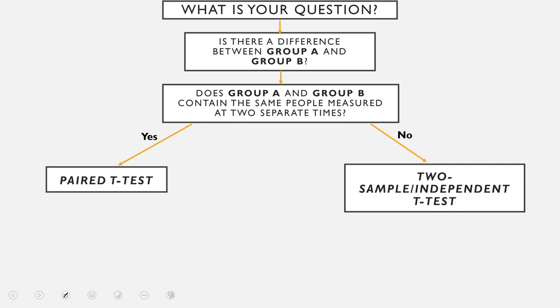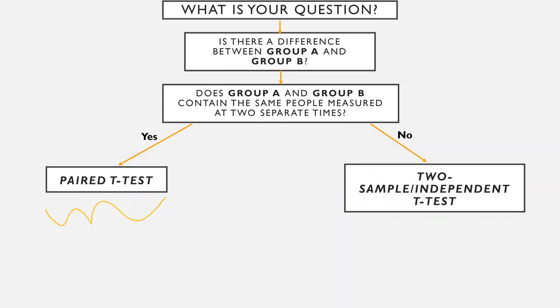The next question is, does Group A contain the same people as Group B, just measured at two different times? If the answer is yes, then a paired t-test is the tool that you want to use to figure out the difference between pre and post intervention, for example. If that is not the case, if you have two groups of different people, then you want to do an independent t-test or two-sample t-test. Two-sample is kind of confusing because a paired t-test also has two samples. It's just containing the same group of people both times. So independent t-test is a little bit more accurate way to describe what the test is doing. But again, you'll see it both ways, and it's fine both ways too.